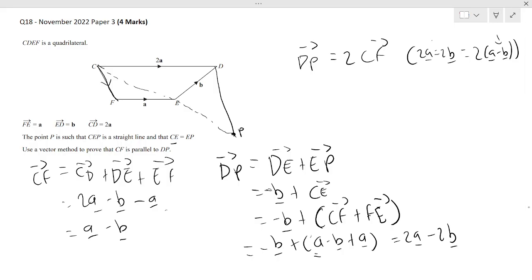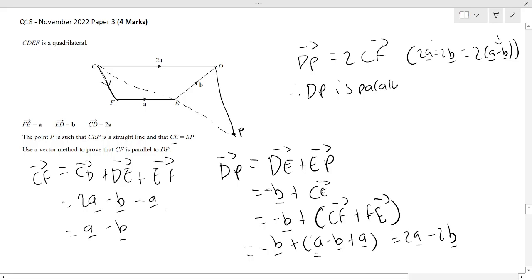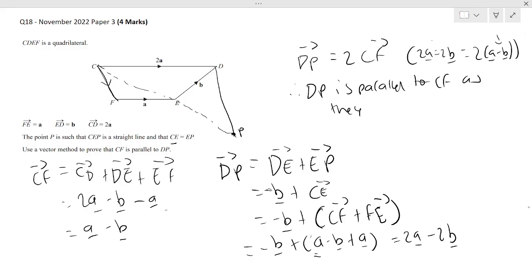Hopefully you can see that right. Now, when two vectors are scalar multiples, so one's just a multiple of another, that means that DP is parallel to CF, as they are scalar multiples of each other. And that is your reasoning, okay? And that's all you need.